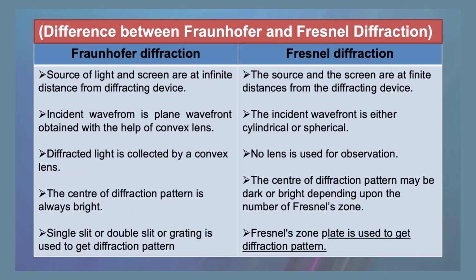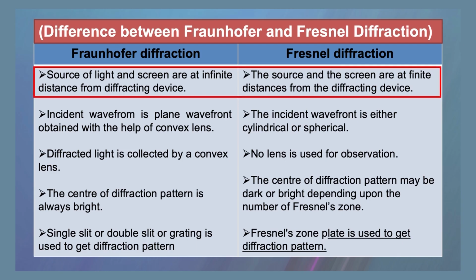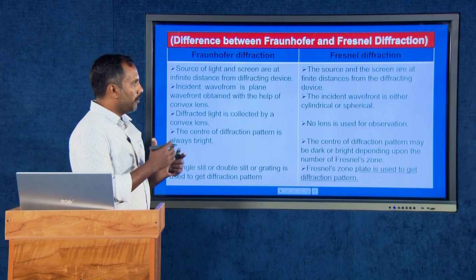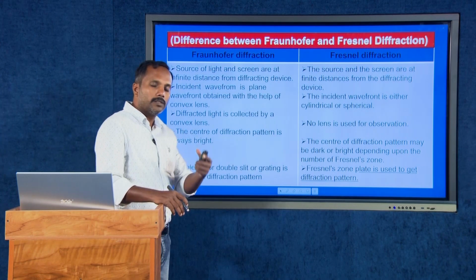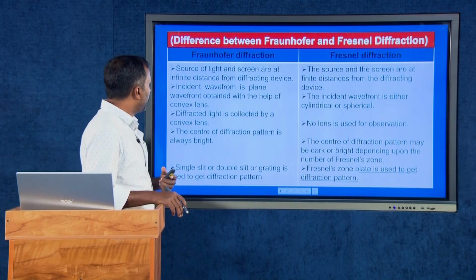Let us discuss a few differences between Fresnel class and Fraunhofer class diffraction. Here you can see on the left hand side we have the Fraunhofer diffraction, and to compare we have the Fresnel diffraction on the right hand side. In Fraunhofer diffraction, the source of light and the screen are kept at infinite distance from the diffracting device or aperture. In Fresnel class diffraction, the source and the screen are placed at a finite distance, so that we get either a cylindrical or a spherical wavefront.